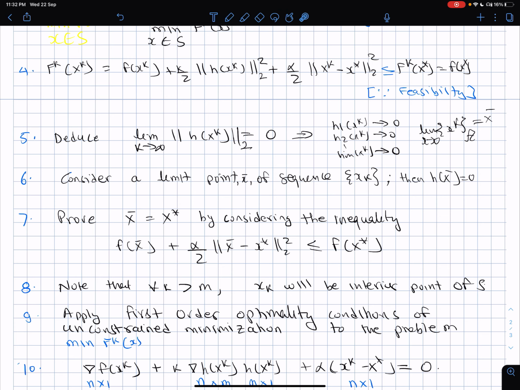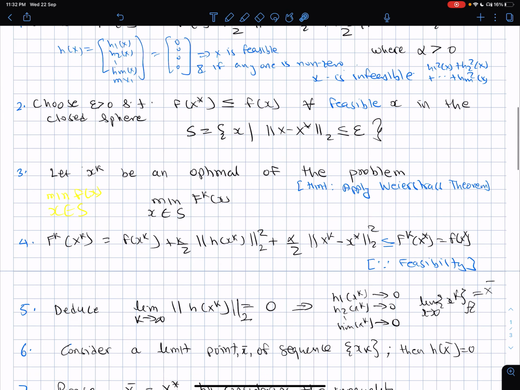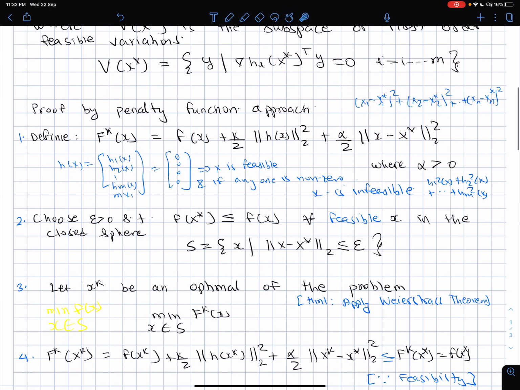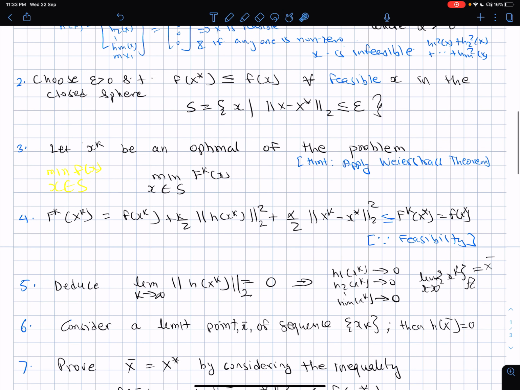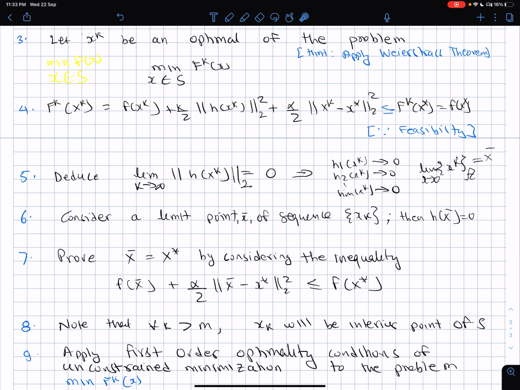Towards this end, now just evaluate this function at x bar. What happens? The first term becomes x bar. h of x bar is anyway 0, and this becomes x bar minus x star times this whole thing, and all of this we know is bounded above by f of x star. So therefore, what do we get?